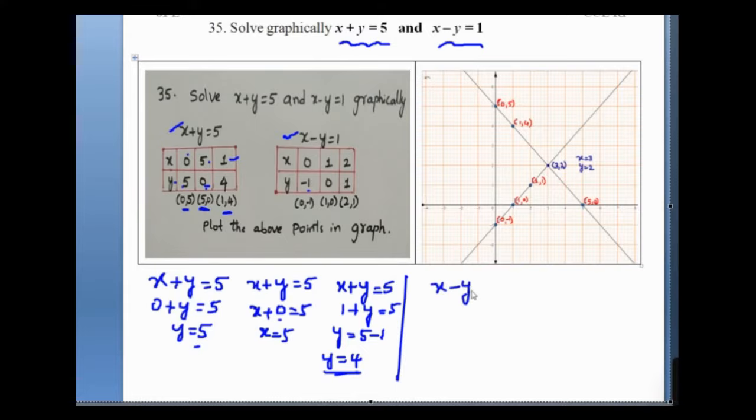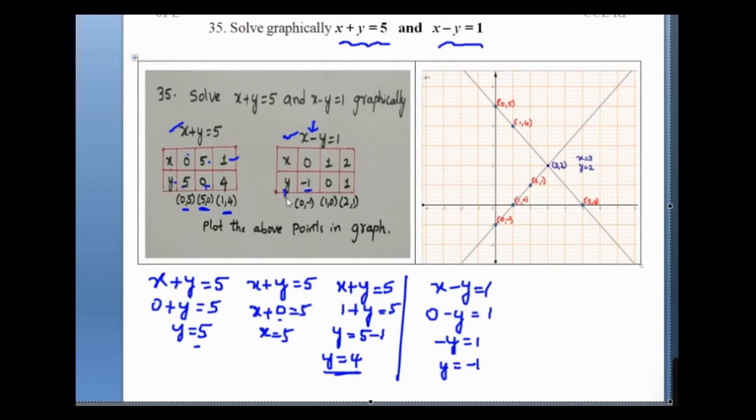So x minus y is equal to 1. We have to assume x value as 0. So as x has no value, minus y is equal to 1. Whenever minus is there, you be conscious while keeping the symbol. So y is equal to minus 1. So wherever the equation has negative symbol, when x is 0, y will be definitely negative.